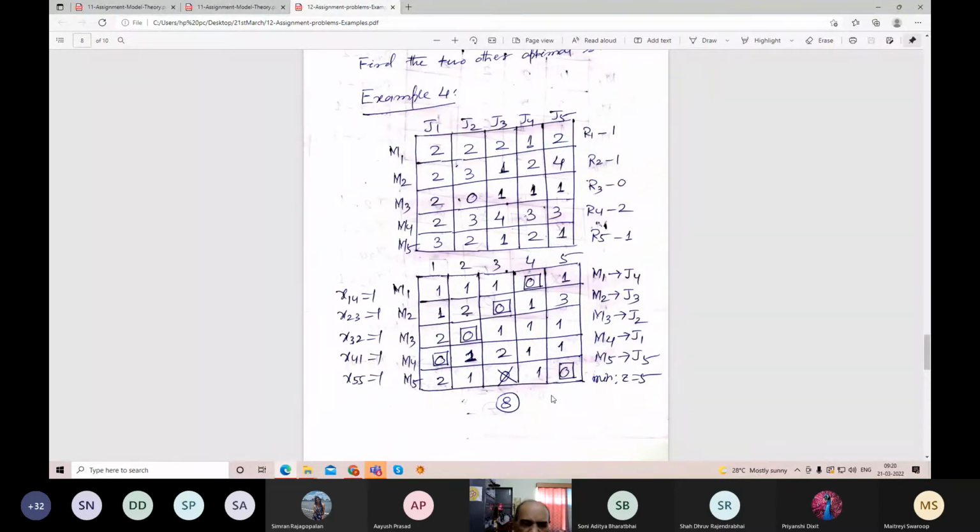So this is a problem. The fourth example. Can you see the fourth example? Hello? Yes, sir. Okay. Please try the fourth example yourself.